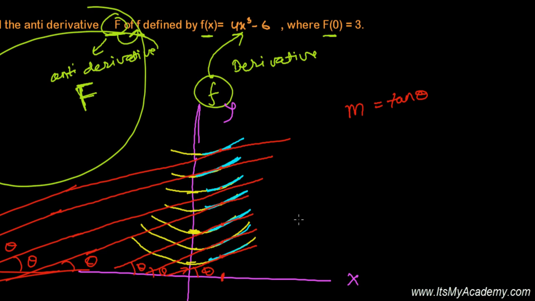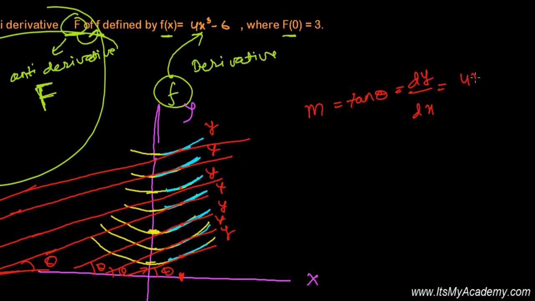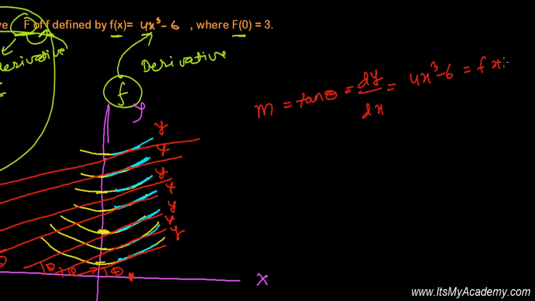And what is slope? The slope of the tangent at a particular curve is actually the derivative dy over dx. Let's say these all are y, but I don't know how they have been defined. These all are functions, and since these are all parallel at one point, they all have the same derivative, which is 4x cubed minus 6, and that is the function f of x.